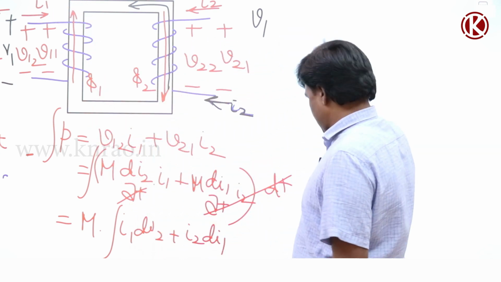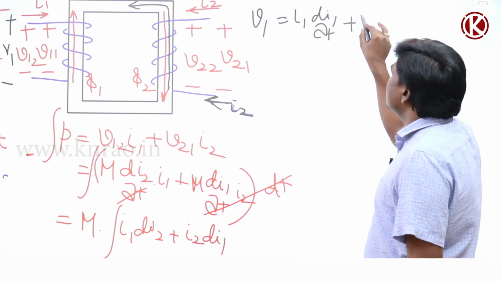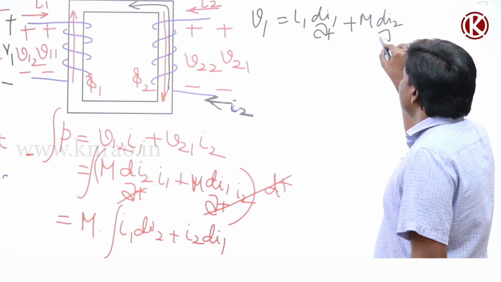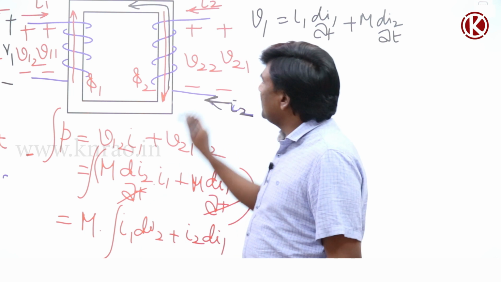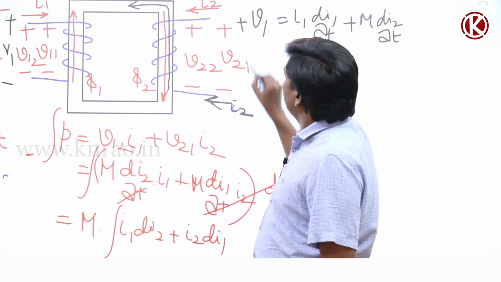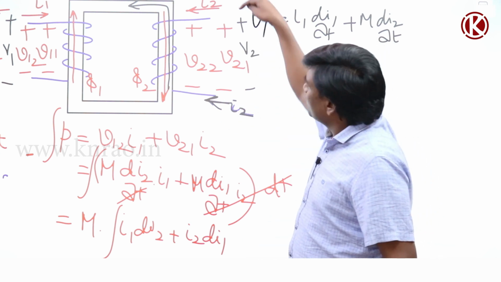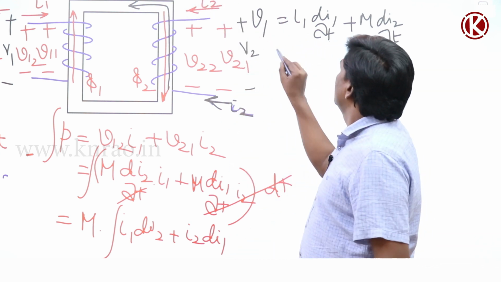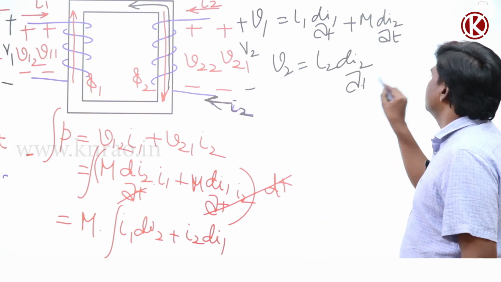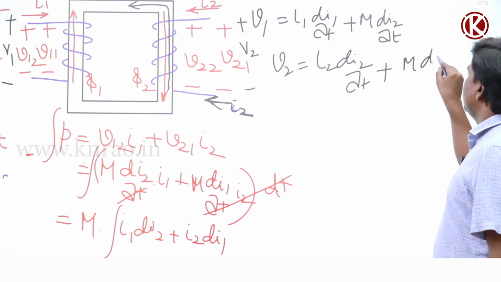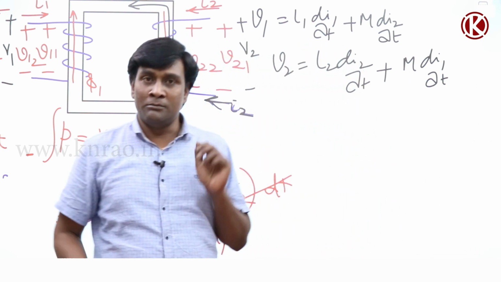Okay, so this is going to be equal to L1 di1/dt plus M di2/dt, because the total is going to be in the aiding direction. Now if I think of plus here and minus here, V2 is the total induced voltage, so minus V2, or V2, equals plus V21 plus V22. So V2 is going to be L2 di2/dt plus M di1/dt. These are the equations which should be satisfied by the mathematical model.